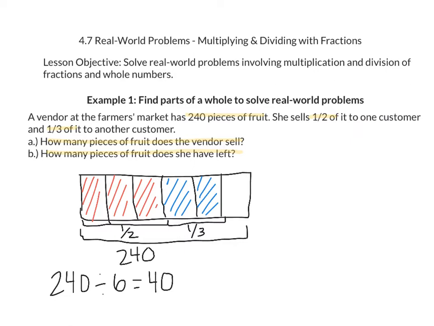Now our first question asks us how many pieces of fruit does the vendor sell? If we look at our model, we've shaded in 5 units. So since 1 unit is equal to 40 pieces of fruit, we can multiply 40 times 5 to tell us how many pieces of fruit are in 5 units. And 40 times 5 is equal to 200. And so the answer to part A would be 200 pieces of fruit.